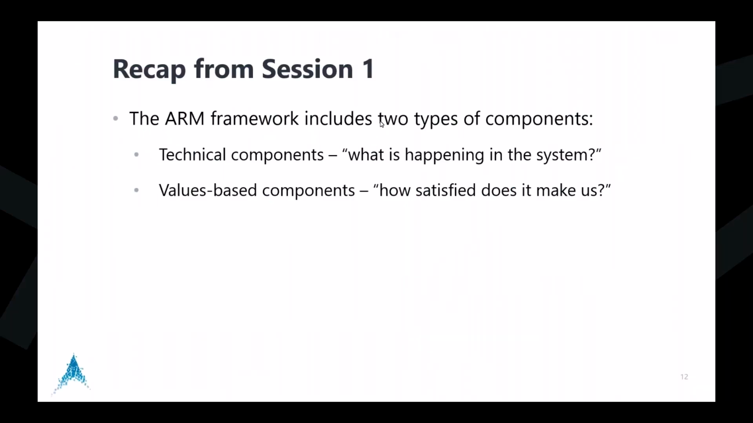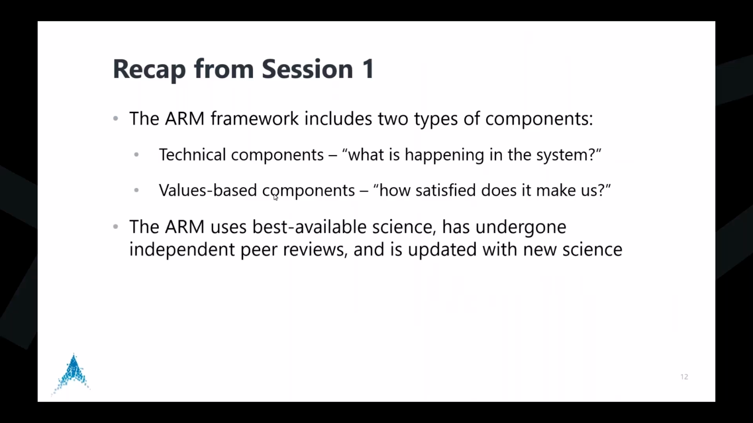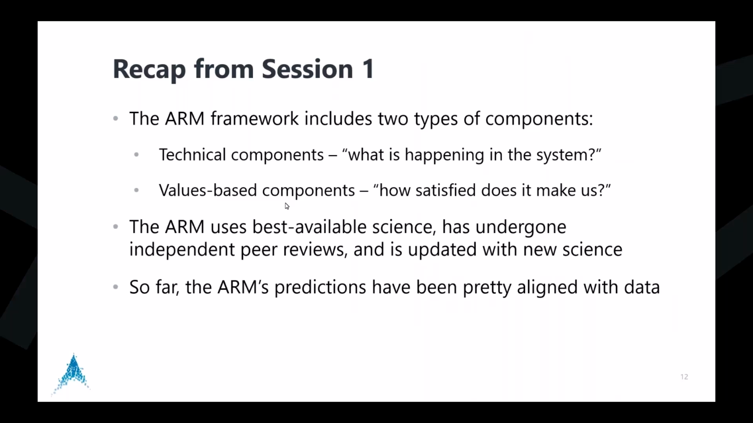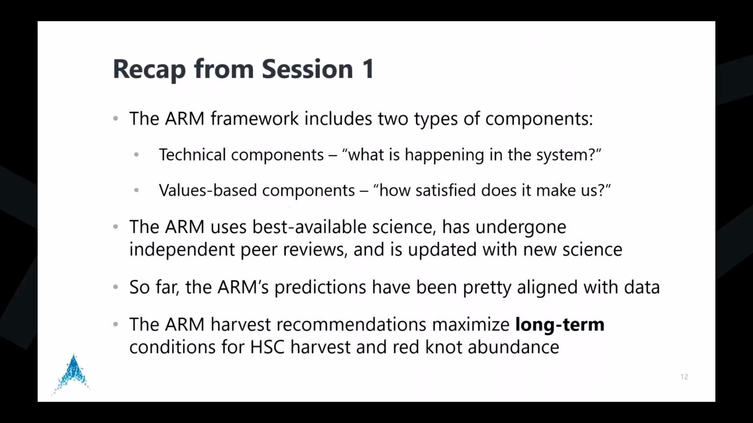A little recap of session one, just in case it's been a while or you forgot what we talked about there. Some of the highlights were that, again, the ARM includes those two types of components, technical and values-based. It uses best available science and has undergone independent peer reviews and multiple updates. We'll hear about some of those updates today and how the values-based components have been changed over time. So far, based on available data, the ARM's predictions have been pretty good and pretty aligned with the data that we see out there, which is encouraging.